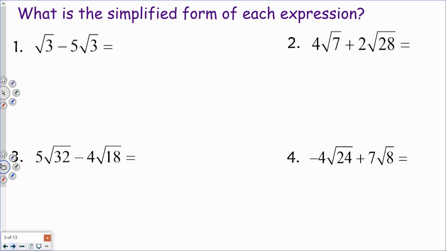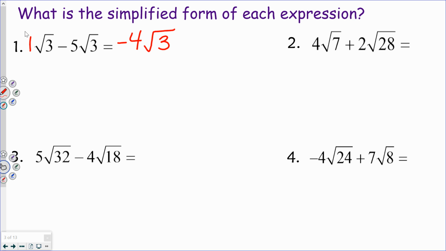Okay, so number 1, radical 3 minus 5 radical 3. Are the radicals the same? Now, what number's in front of this one? There's a 1 there. Good. So I know the radical 3 is the same, so I have that. And then just do the numbers in front. It'd be negative 4, right? 1 minus 5 gives me negative 4. And the radical 3 just follows along. That's the like term that stays together.